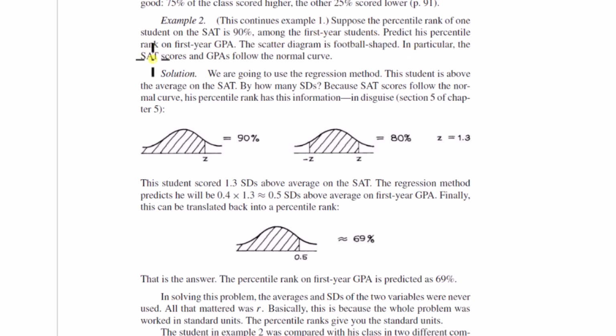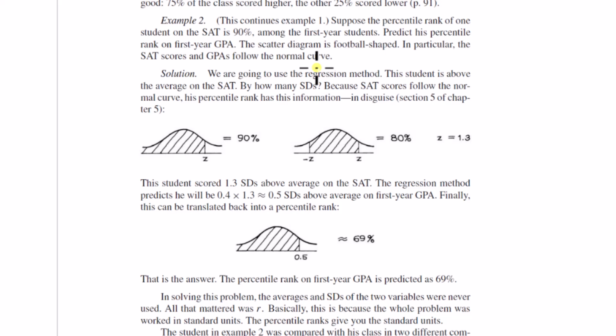Predict his percentile rank on first-year GPA. The scatter diagram is football-shaped. In particular, the SAT scores and GPAs follow the normal curve. Okay, so it's football-shaped, meaning we can be more confident about applying the linear correlation coefficient, but we also know that we follow the normal curve. And so we're going to use the fact that we're following the normal curve.